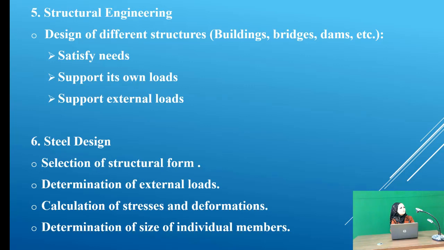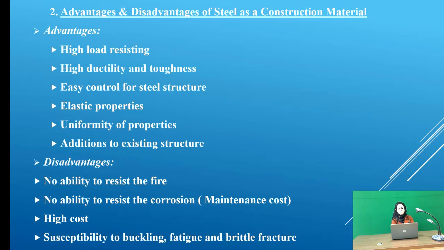Structural engineering includes design of different structures: buildings, bridges, dams. In this part, safety is needed. Also, the structure which we design should support its own loads and has the ability to support external loads. Now, steel design. What does it mean? It means selection of structural form, determination of external load, calculation of stress and deformation, and determination of size of individual members.